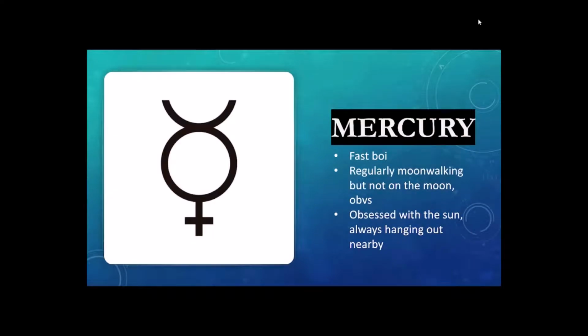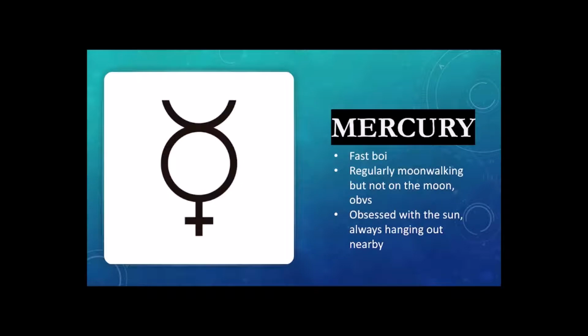Mercury. Mercury looks like this fellow. It's like he's got little horns. He looks like this. Mercury typically spends a few weeks transiting a sign, and it never gets very far from the sun.